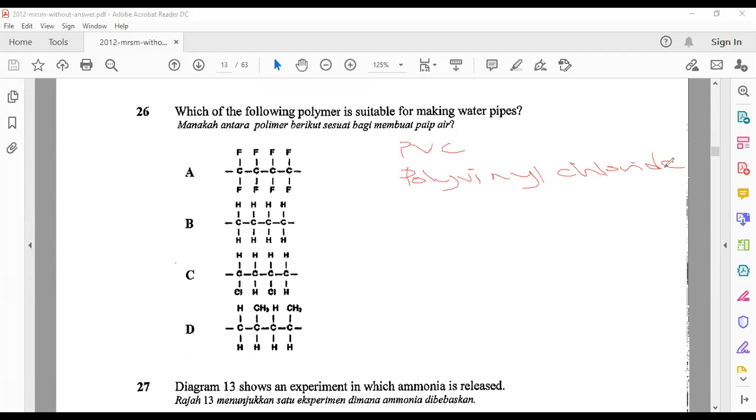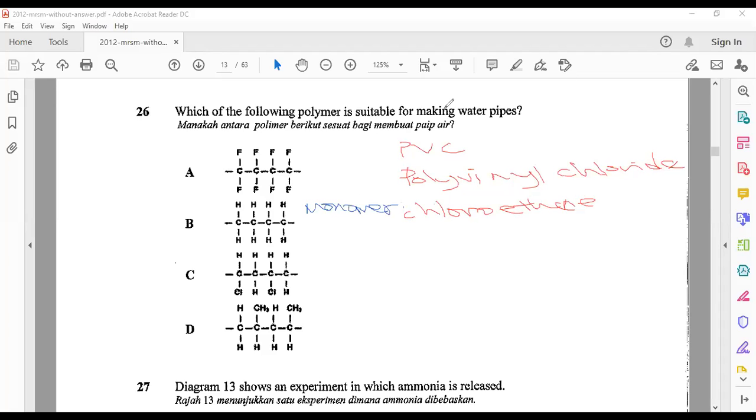Okay. Now, how do we get polyvinyl chloride? Actually, it is from the monomer. It is called as the chloroethene. This is the monomer. Okay. Now, how to draw this monomer? Everyone draw for me. Draw now. Okay. Have you drawn? And you should check your answer.